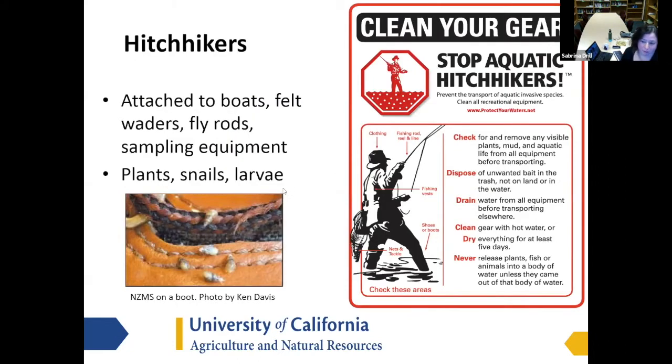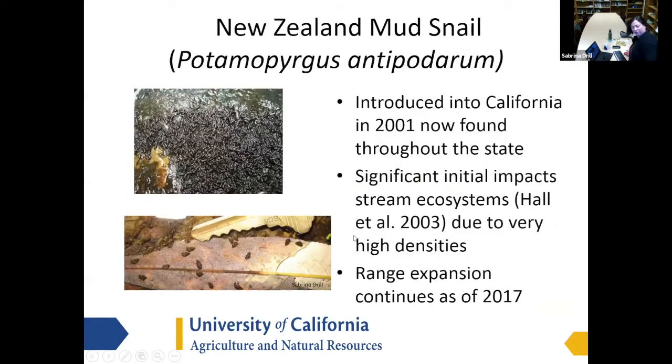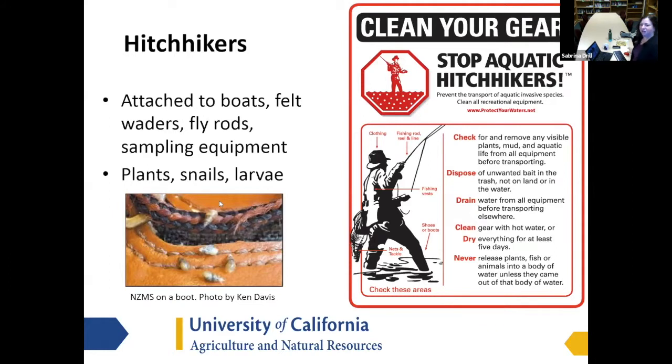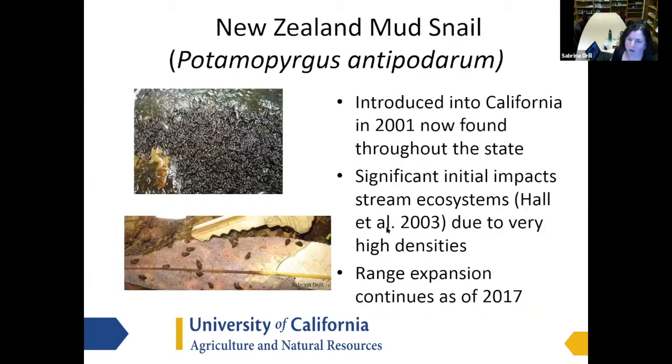And our first example that we're going to get to are those New Zealand mud snails. You'll see right in here, this is New Zealand mud snails on the laces of a hiking boot. So you can see how it's easy to spread them around, and I'll talk in more detail about that towards the end, stopping aquatic hitchhikers. It really has to do with making sure you're not bringing mud, organisms, pieces of plants, and even just water around with you when you go from water body to water body.